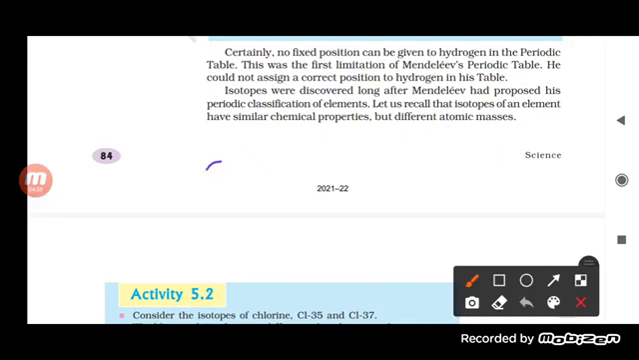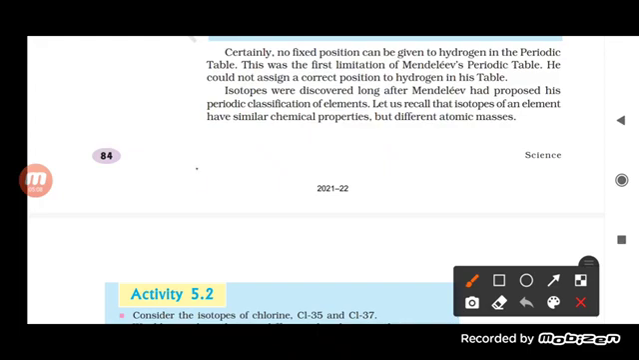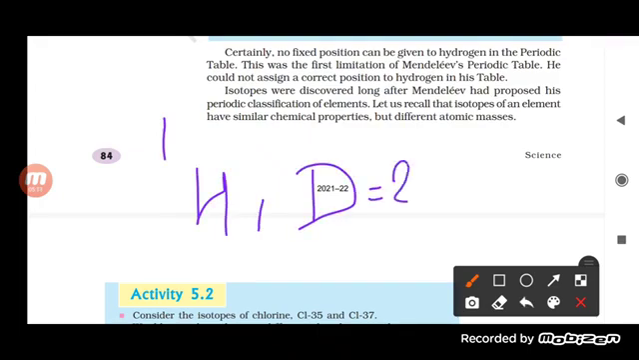and chlorine also exists in the form of 37. Similarly, if we talk about hydrogen, whose atomic number is 1, its atomic mass is 1. Deuterium has atomic number 1 again, with atomic mass 2, and similarly tritium has atomic number 1 but its atomic mass is 3.